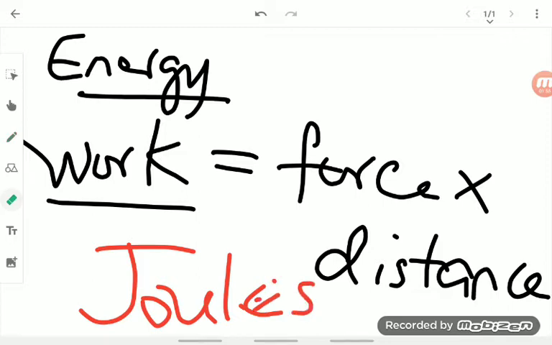All right, this part didn't write properly. So the SI unit for work and energy is the joule. So they are both measured in joules.